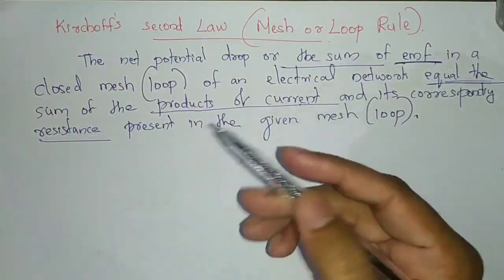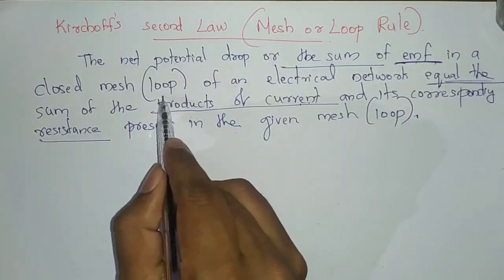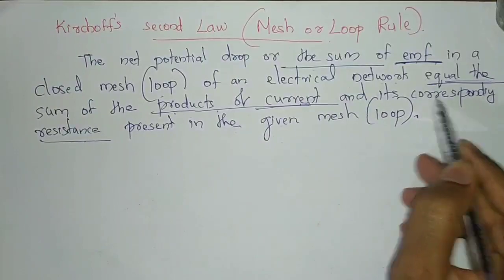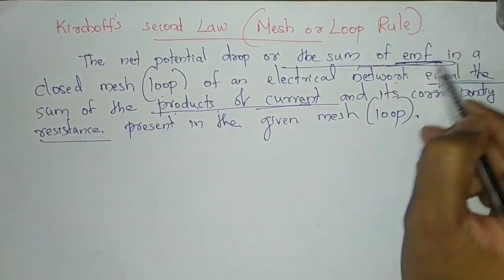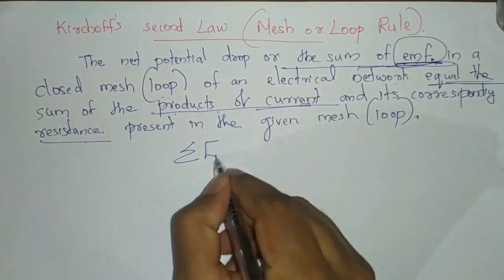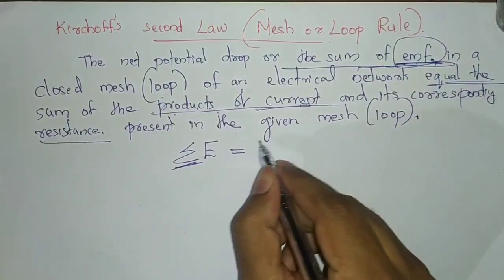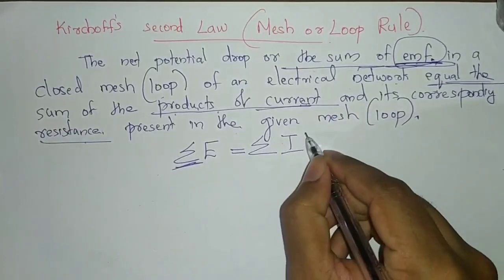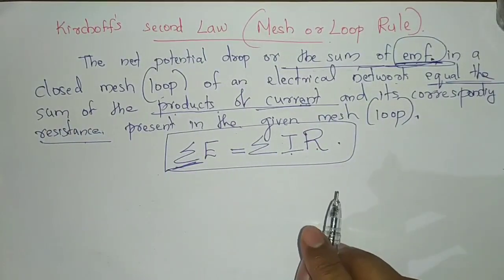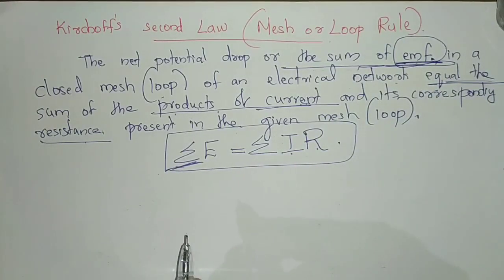So what is Kirchhoff's second law or mesh or loop rule? The sum of EMF in a closed loop of an electrical network is equal to the sum of products of current and its corresponding resistance. Product of current into resistance will be equal to the EMF value. Mathematically, it can be written like this: sum of EMF, capital E, this one is indicating the sum, will be equal to the total product of current and its corresponding resistance. This is the mathematical form of Kirchhoff's second law or Kirchhoff's loop rule.